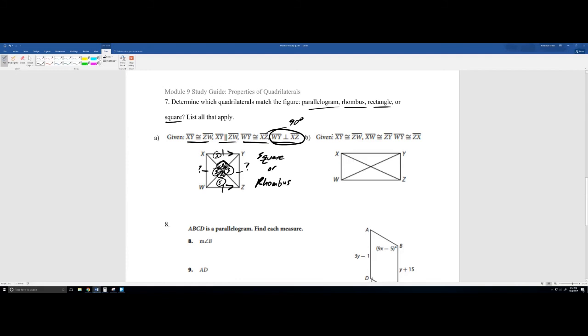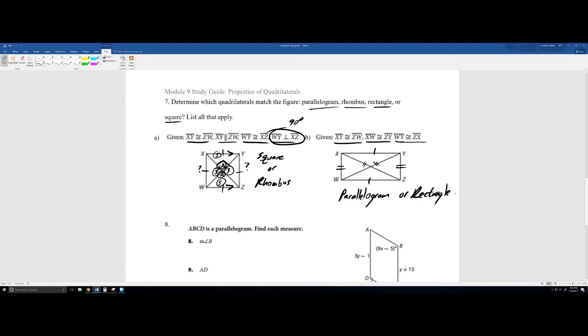Now, let's look at B. XY is congruent to ZW, so let's go ahead and mark it. And then XY is congruent to ZY. Already I'm thinking rectangle, or just a parallelogram in general. Now, they do tell us that WY is congruent to ZY, so their diagonals are congruent. That means they bisect each other. So I'm thinking for sure a parallelogram and/or a rectangle.